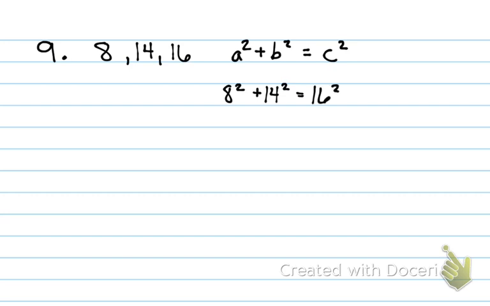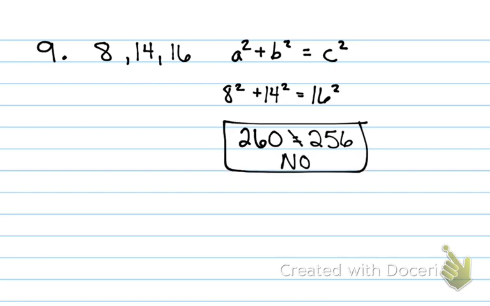All right, now at this point, you are allowed to put this in your calculator. You do not have to show the step 64 plus 196. You can just write the sum. What is 8 squared plus 14 squared? 260. So you can just write that. Equals what, 16 squared? 256. They do not equal. They do not equal.